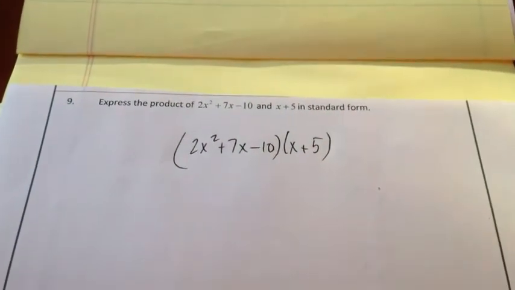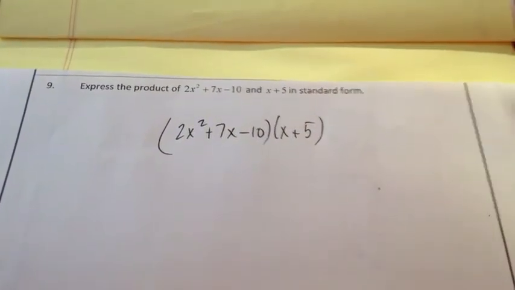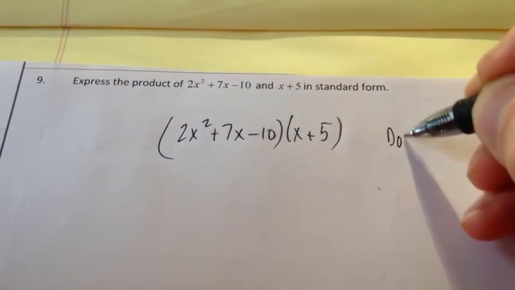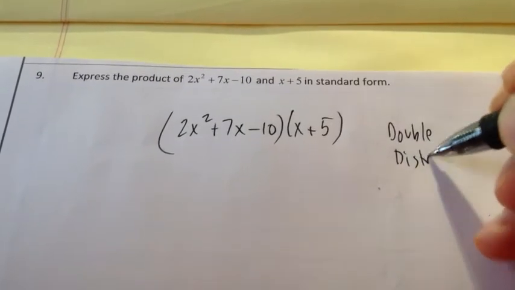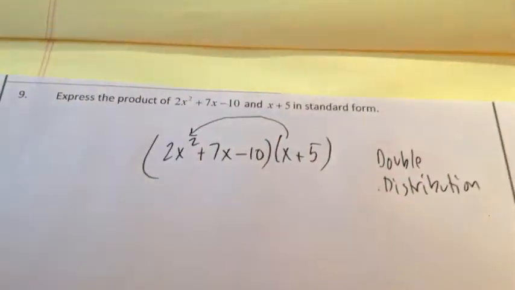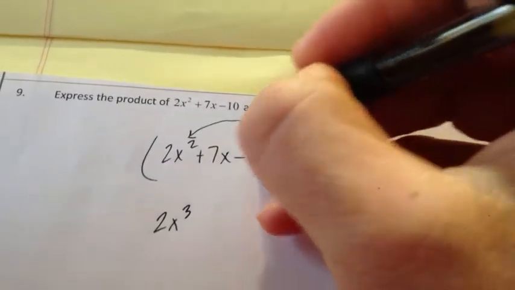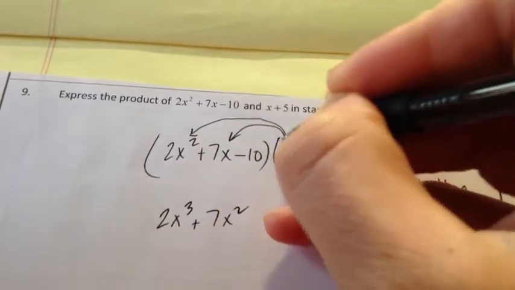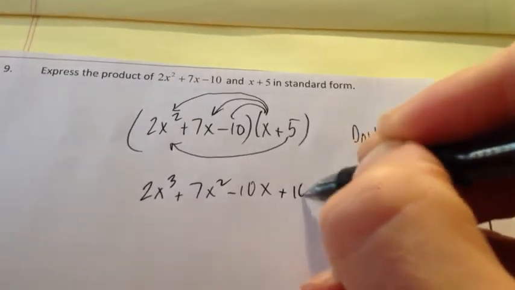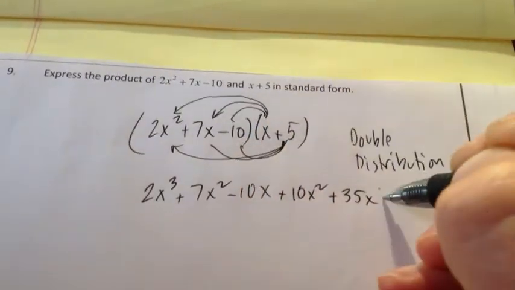And number 9, they want you to find the product of the multiplication of this trinomial times this binomial. Now in this case, what we're going to do is double distribution. What that means is I'm going to multiply this times all of these terms. So I get 2x squared times x is 2x to the third. X times here is plus 7x squared, and then you get minus 10x. Now I'm going to multiply this, and you get plus 10x squared. You're going to get plus 35x, and then minus 50.